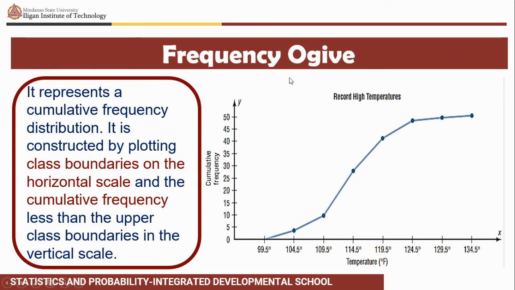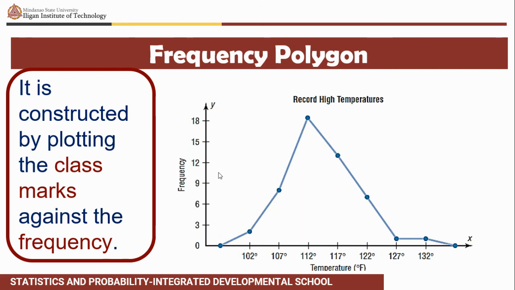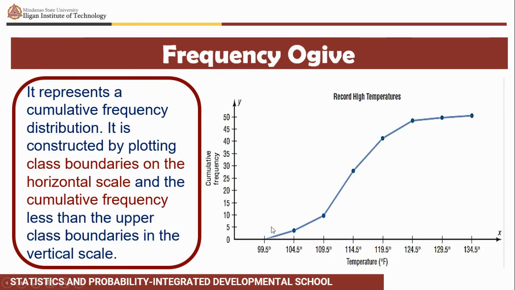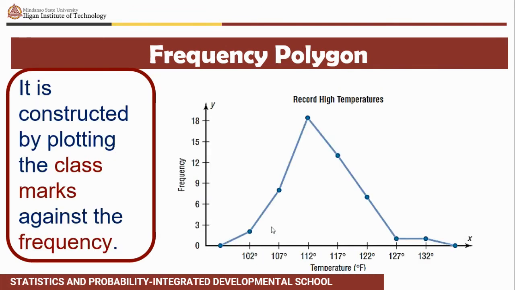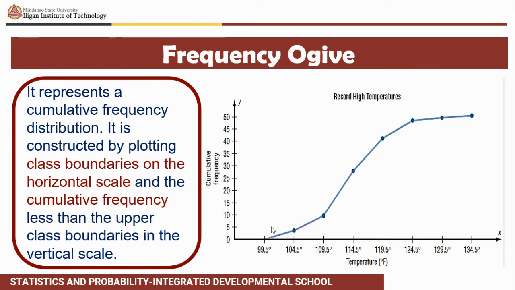Now let's proceed to the frequency ogive. It represents a cumulative frequency distribution. It is constructed by plotting class boundaries on the horizontal scale and cumulative frequency less than the upper class boundaries on the vertical scale. So here, we have our upper class boundaries. Then we have the cumulative frequency for the y-axis. If we notice the difference between the frequency polygon and the frequency ogive, the frequency polygon is a closed figure. However, the frequency ogive is an increasing graph. But the similarity is that they are both line graphs.